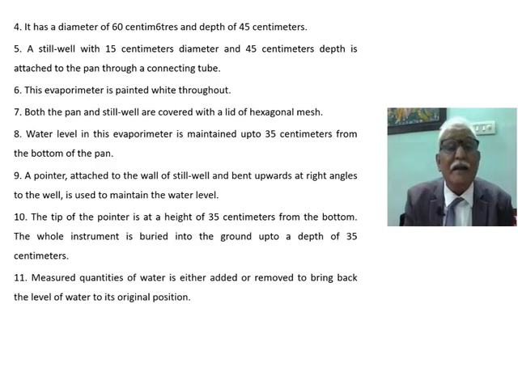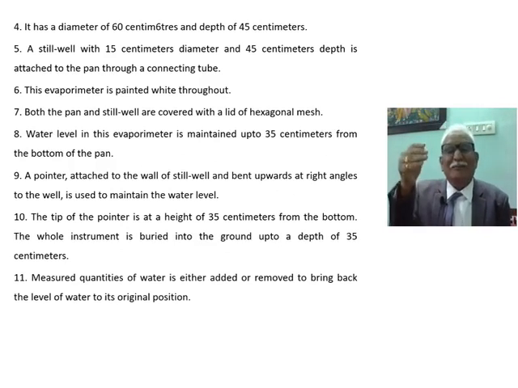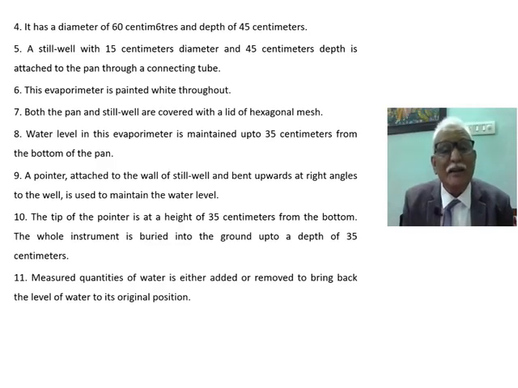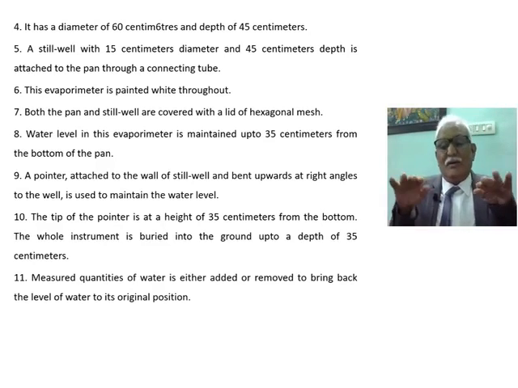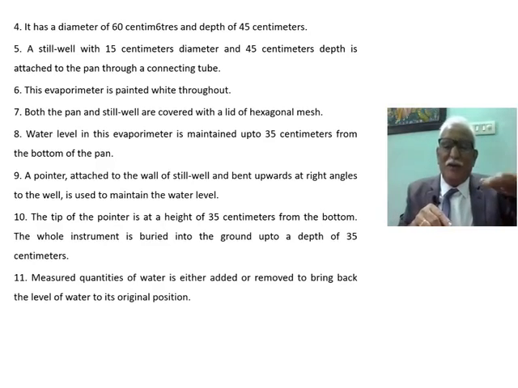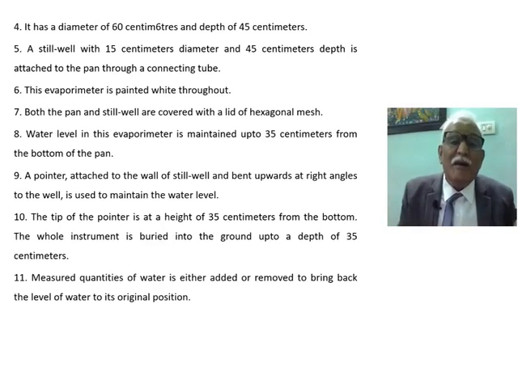This has a diameter of 60 centimeters and a depth of 45. There the diameter and depth are different. In the USWB open pan evaporimeter, a stilling well with 15 centimeters diameter and 45 centimeters depth is the same, but the stilling well is 15 centimeters in diameter. This evaporimeter is painted white throughout. Both the pan and the stilling well are covered with a hexagonal lid. In the USWB open pan, only one lid is there. Here there are two lids, a small one and a bigger one. The bigger one is for the evaporimeter and the small one for the stilling well, because these two are separated.